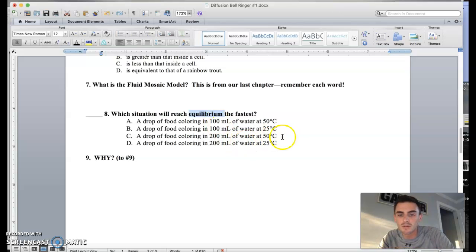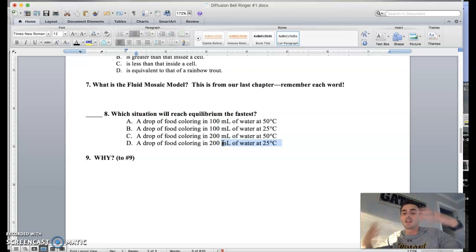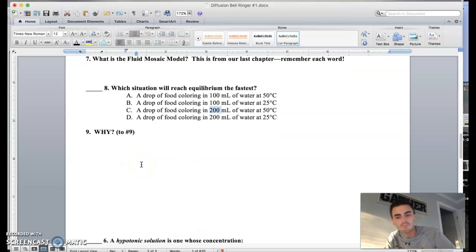So if I go look right away, I go cross out the 225 degree ones because I know the colder water will not move as fast and it'll take longer to diffuse. Now between 100 mils and 200 mils, 100 milliliters will easily diffuse much faster, just like the perfume. It'll fill a small room quicker than it will fill a big room. So that would be number 9 there. And you just need to talk about the ways that we can make diffusion happen faster, and that's with faster moving particles or having a smaller environment.